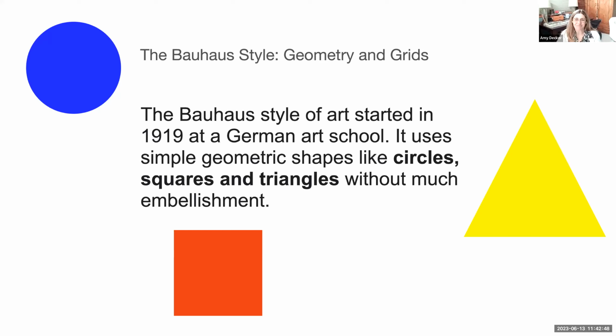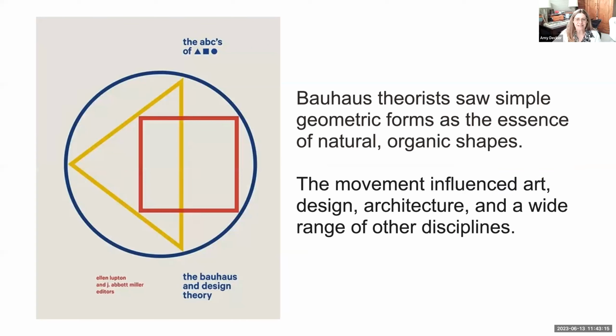Bauhaus. The Bauhaus style is geometry and grids. The Bauhaus style of art started in 1919 at a German art school. It used simple geometric shapes that we all learned back in kindergarten: circles, squares, triangles, without any embellishment, just the basic shapes that we all learned when we were learning about the world, right? Back in kindergarten. And Bauhaus theorists saw simple geometric forms as the essence of natural and organic shapes. The movement influenced art, design, architecture, and a wide range of other disciplines.